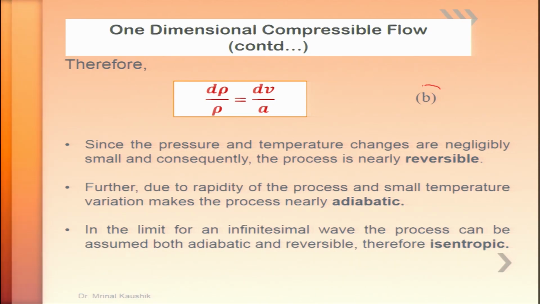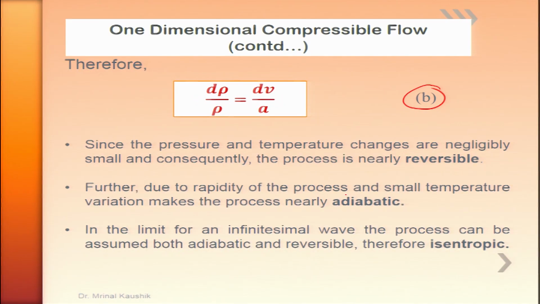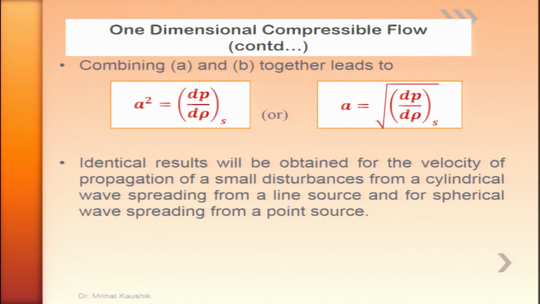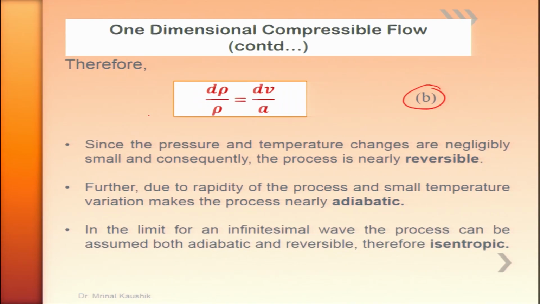Let us say this is equation B, and from the momentum term we have already obtained A. From A and B, we observe a very important relation: if you club A and B, then we obtain a squared is nothing but dP by d rho.